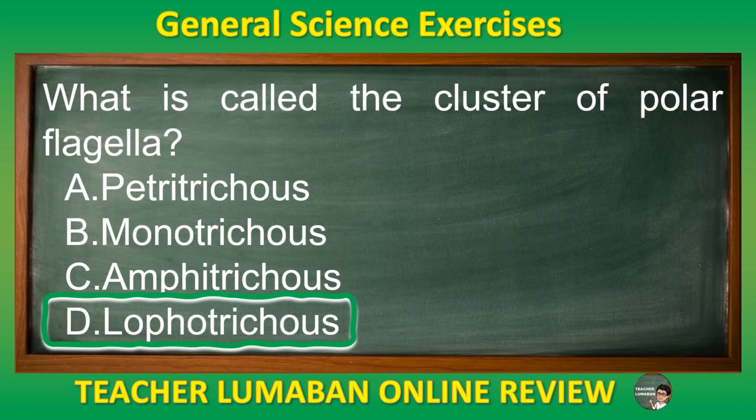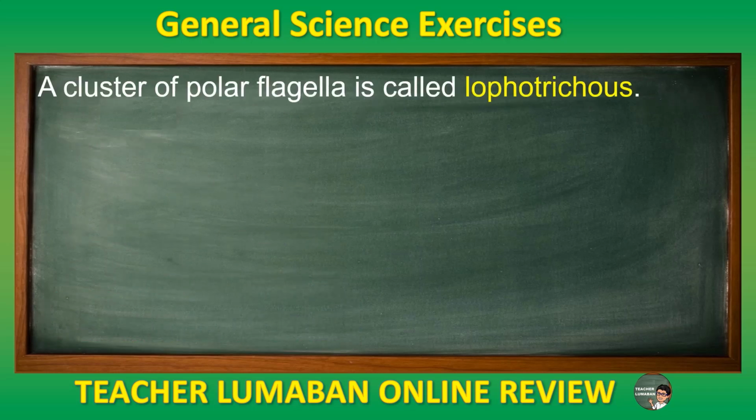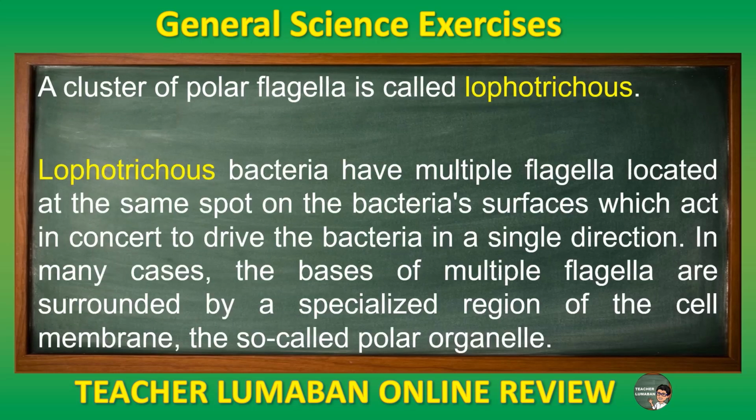Lophotrichous. A cluster of polar flagella is called lophotrichous. Lophotrichous bacteria have multiple flagella located at the same spot on the bacteria's surfaces which act in concert to drive the bacteria in a single direction. In many cases, the bases of multiple flagella are surrounded by a specialized region of the cell membrane, the so-called polar organelle.